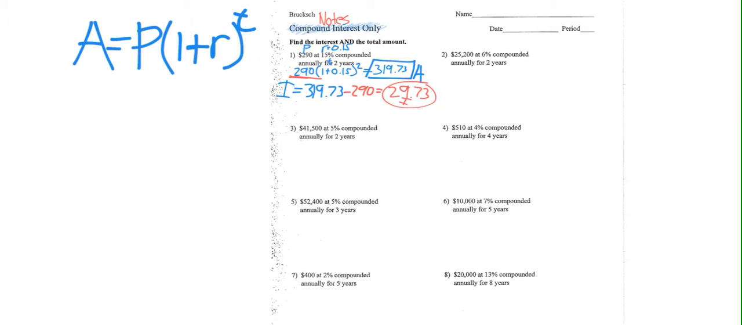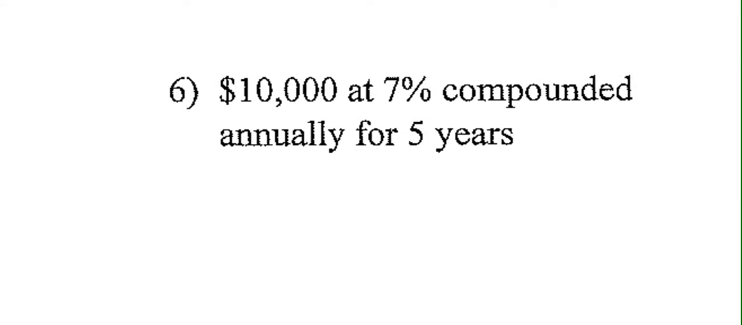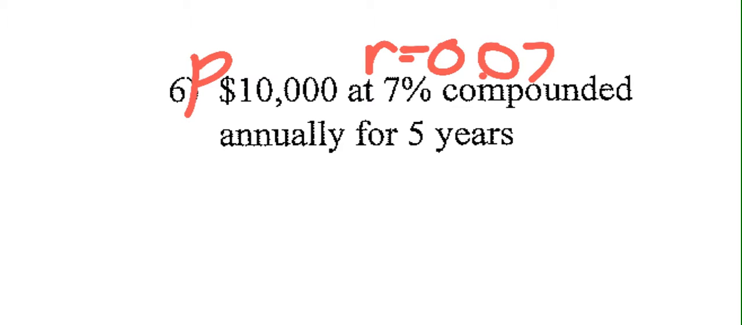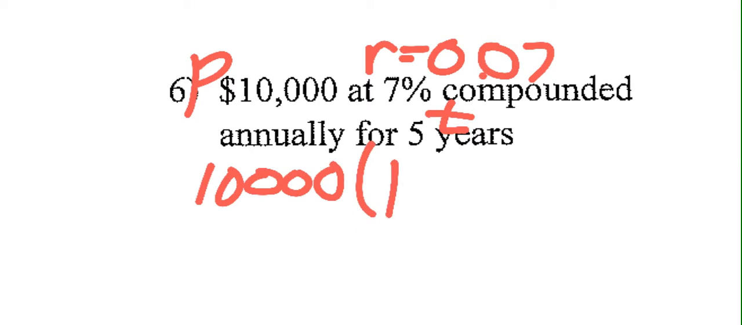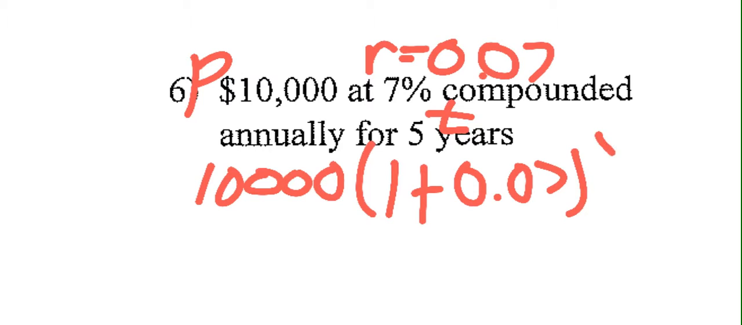I'm going to do one more of these, but most of these I feel like you guys are pretty good at. I'm just going to pick one at random. We'll do number 6. So here's my principal. Here's my rate. That's going to be 0.07. And my time is going to be 5 years. Same formula. Put that 10,000 there at the very beginning. 1 plus my rate to the power of 5, because that's my time.